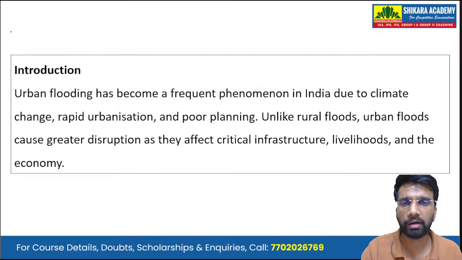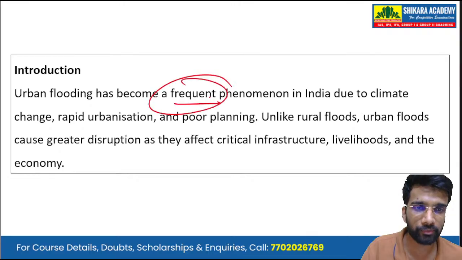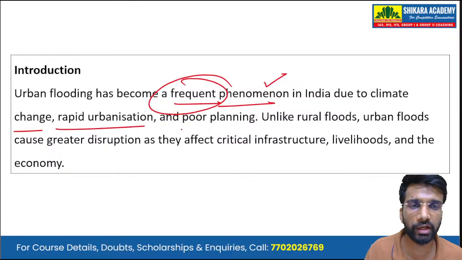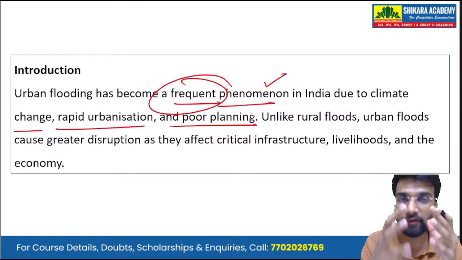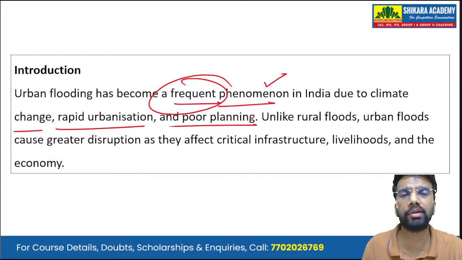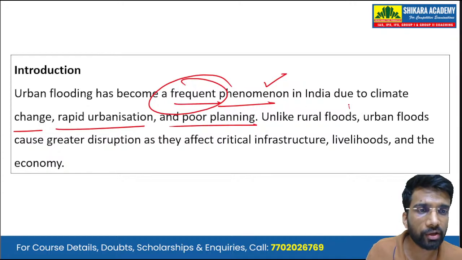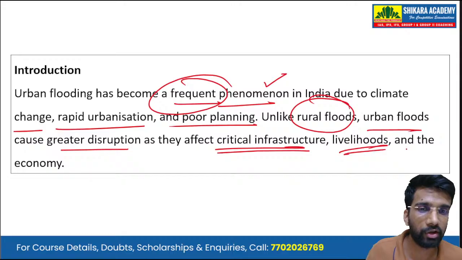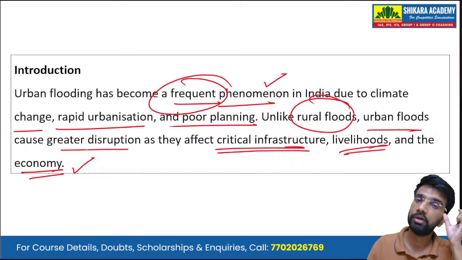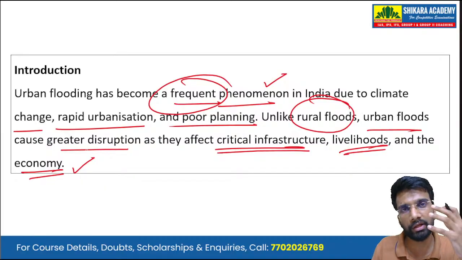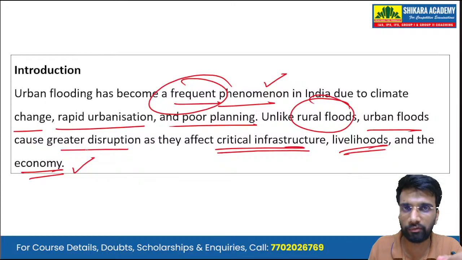Starting with introduction, urban flooding has become a frequent phenomenon in India due to climate change, rapid urbanization, and poor planning. So what are the three pillars or the three factors? That is climate change, rapid urbanization, and poor planning. That is leading to the frequent instances of urban flooding in the country. Unlike rural floods, urban floods cause greater disruption as they affect critical infrastructure, livelihoods, and the economy. Okay, so the impact of urban floods is more on the economy, on the livelihoods, and the infrastructure as compared to the rural flooding.